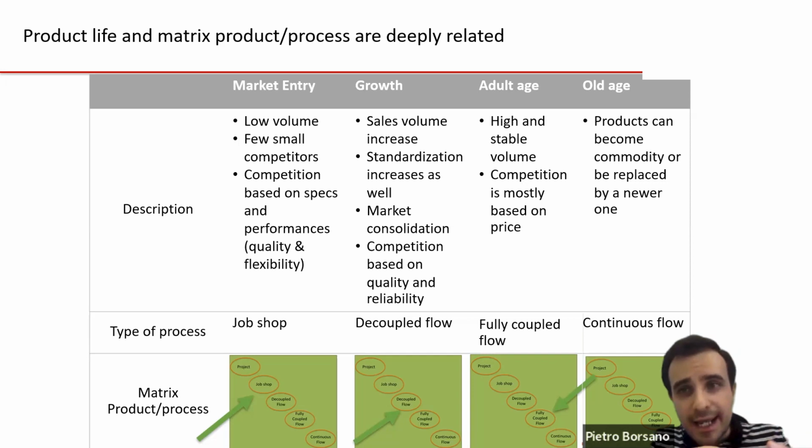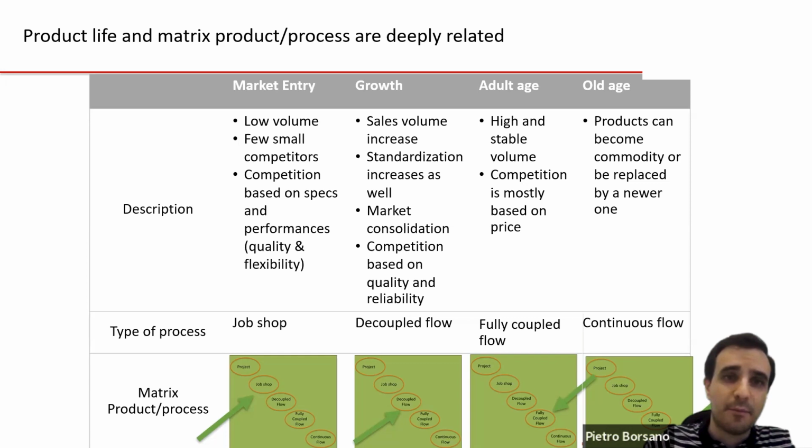When you start entering into the growth stage, here you will move into the batch production or decoupled flow because you have an increase in the volume and also an increase in the standardization, which allows you to produce in a batch. You also have a solid market response at this point. And at the same time, there are more competitors coming into the space.